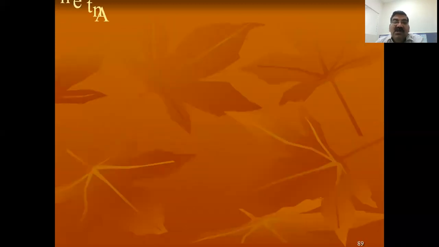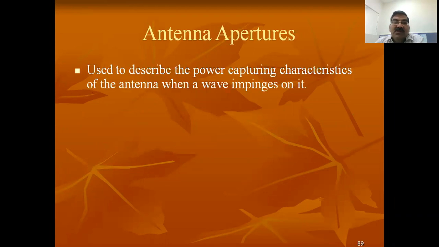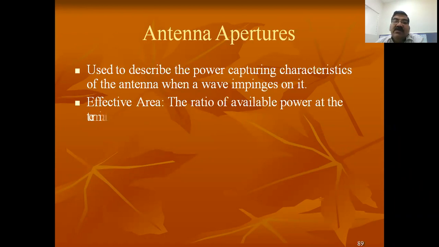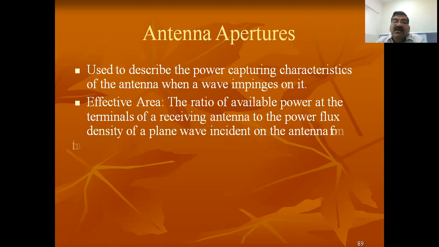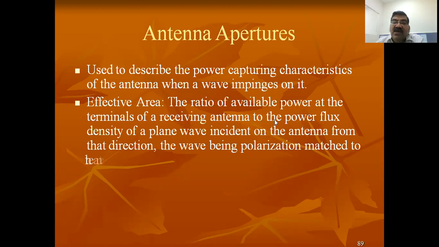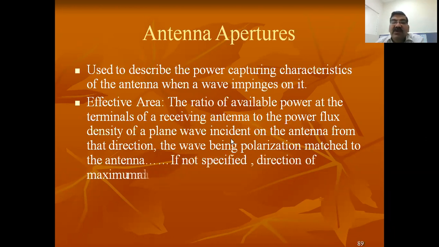So this is the effective aperture. It is mainly used to describe the power capture characteristics of the antenna when a wave is incident on the receiving antenna. The effective area can be defined as the ratio of the available power at the terminal of the receiving antenna to the power flux density of a plane wave incident on the antenna from that direction, the wave being polarization matched to the antenna.